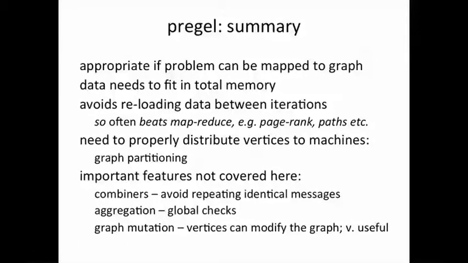Pregel is very appropriate if the problem can be mapped to a graph. But the caveat is that all the data, and especially the graph itself with all its edges, need to fit in total memory across all machines. If you can do that, however, you avoid reloading data between iterations, and so we often find that the Pregel implementation beats MapReduce, especially on things like PageRank, shortest paths, etc.